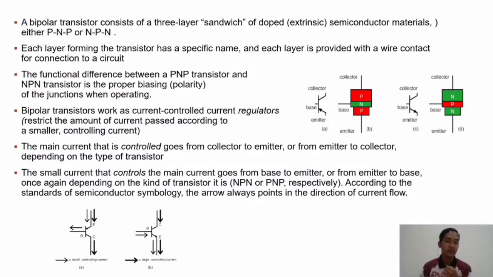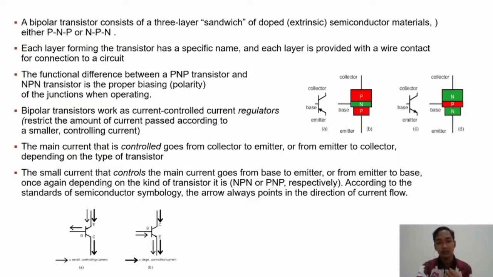A bipolar transistor consists of a three-layer sandwich of doped semiconductor material, either PNP or NPN. Each layer forming the transistor has a specific name, and each layer is provided with a wire contact for connection to the circuit. The difference between a PNP transistor and an NPN transistor is the proper basic polarity of the junction when operating.